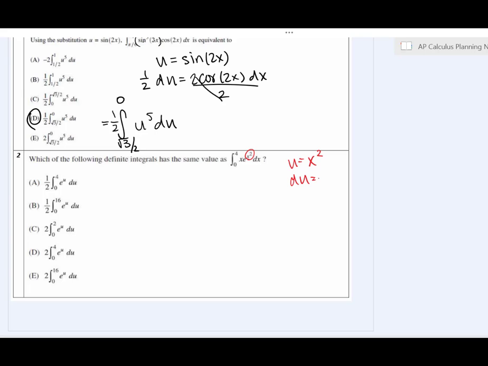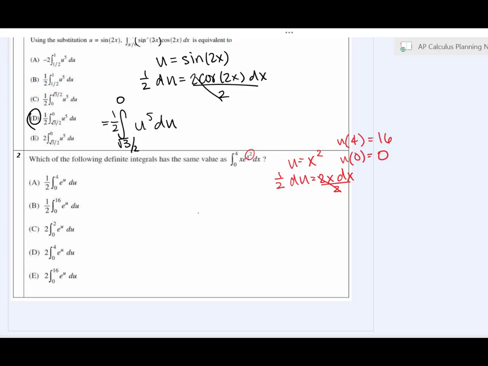So du is going to be 2x dx. I don't have a 2x. I just have 1x. So I'm going to divide by 2. Make this 1/2 du equals x dx. When I replace this, again, remember that these boundaries are in terms of x. So since my u is x squared, u of 4 is going to be 16. This is very weird notation. u of 0 squared is going to be 0.